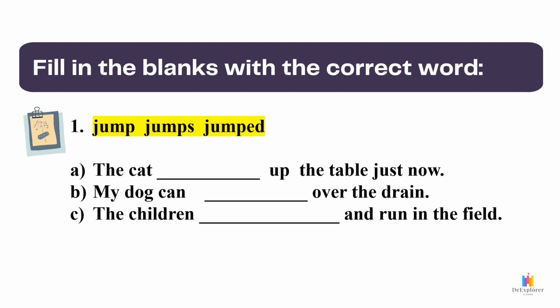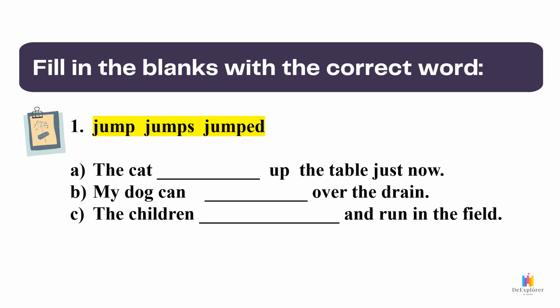Okay, copy the sentence first. And then you leave a line. Number 1. Jumped. Put a finger, jumps. And one more, jumped. Leave a line. Look at A. Listen to me first before you write the answer.